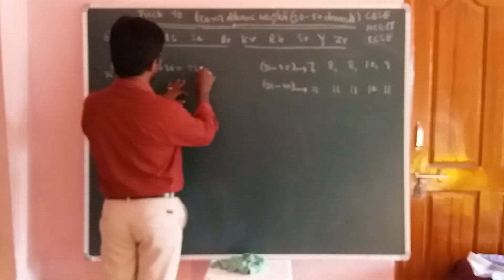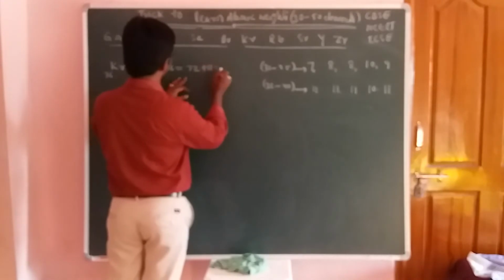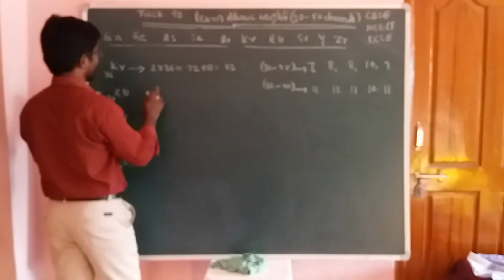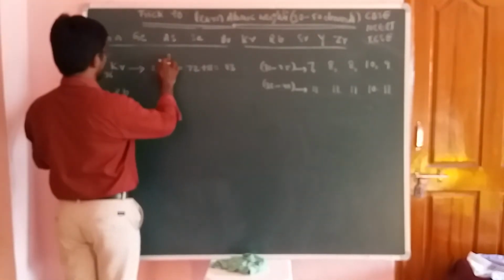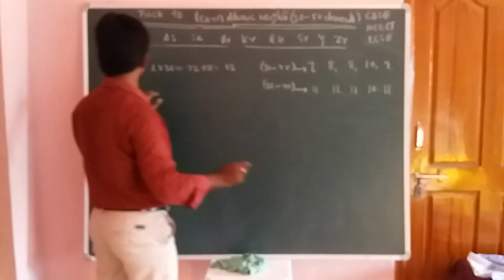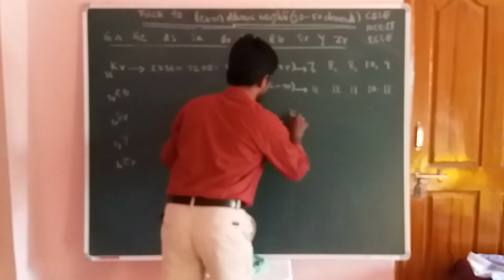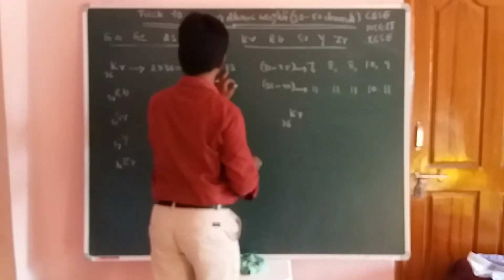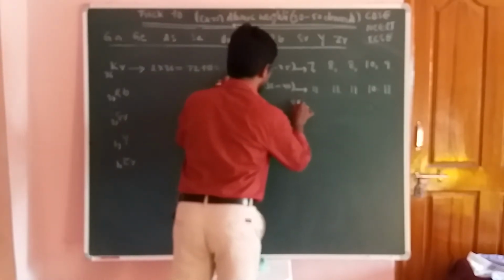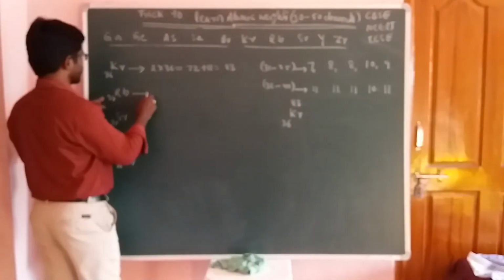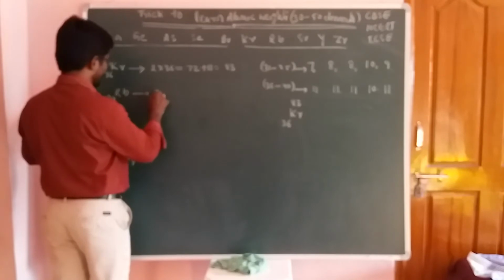Then you should add 11. This one is 83. Students, I hope this is 83. 72 plus 11 is 83. Clear students? Now you should write the krypton element: atomic number 36 and atomic weight 83. Next element: 2 into 37 is equal to 74.